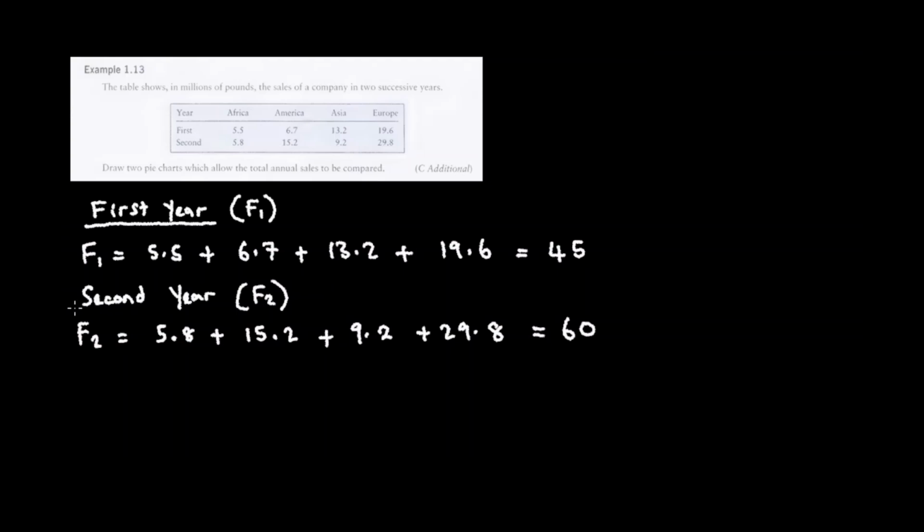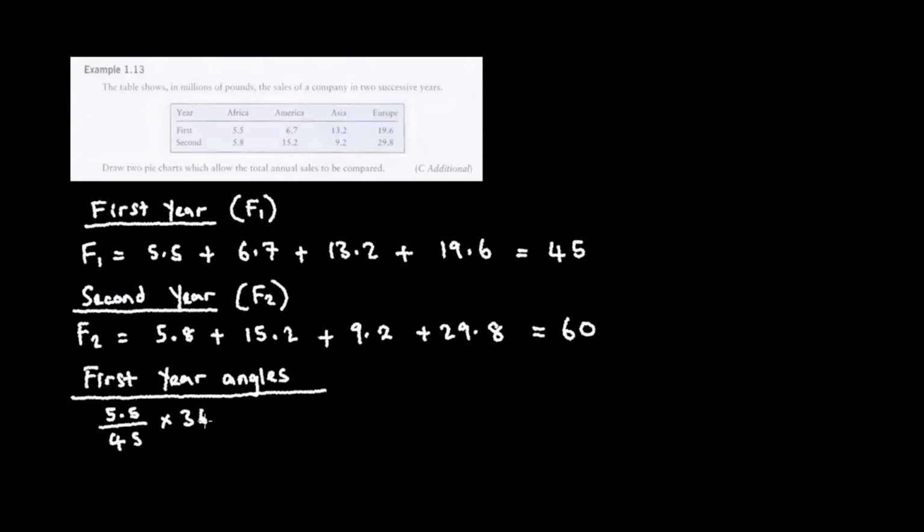Now under the first year we want to know what the angles are. So let us redo the first year angles. How do we calculate the angles? Remember, we take the particular value, in this case first year Africa, then we divide it by 45, then we multiply by 360. So for the first observation, it's 5.5 over 45 times 360, which is going to give us what? Using a calculator, it's 44 degrees.